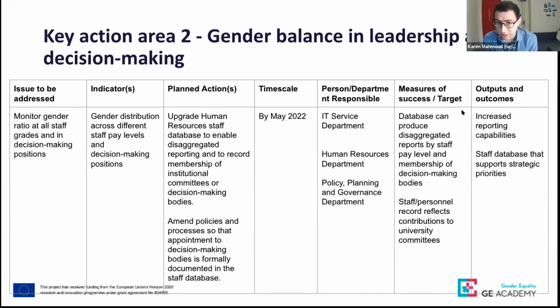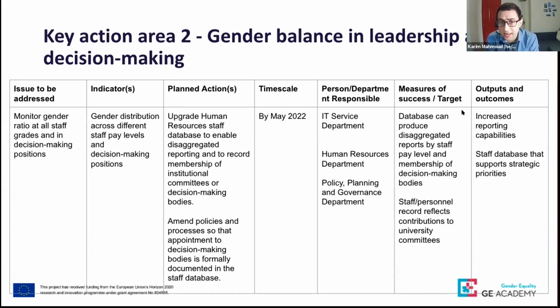And so our measures of success is a database that can produce disaggregated reports by staff pay level and membership of decision-making bodies, and that the staff and personnel record reflects the contribution to university committees. So it's not just about being an associate professor in a department, but also they might be members of the ethics committee, or they might have other committee responsibilities, and so they're contributing to the wider aims and objectives of the organization, but not necessarily through core academic work of research and teaching.